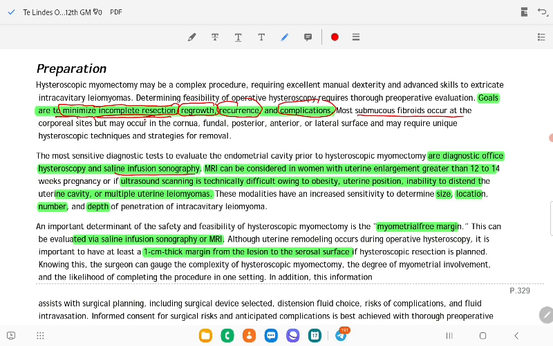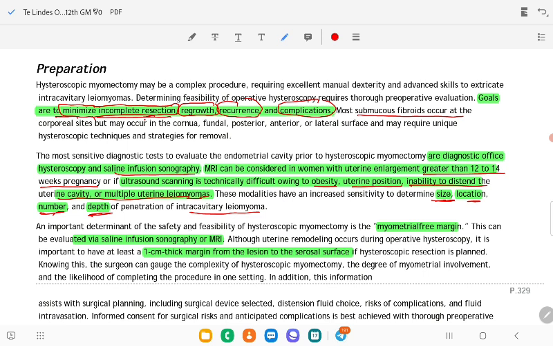MRI can be considered in women with uterine enlargement. If your uterus is enlarged greater than 12 to 14 weeks of pregnancy, you can offer an MRI. Another indication is if ultrasound is technically difficult because of obesity, uterine position, inability to distend the cavity, or multiple uterine fibroids. Then you can offer an MRI to assess the size, location, number, and depth of penetration of the intracavitary leiomyoma. All these things have to be noted before properly planning a hysteroscopic myomectomy.